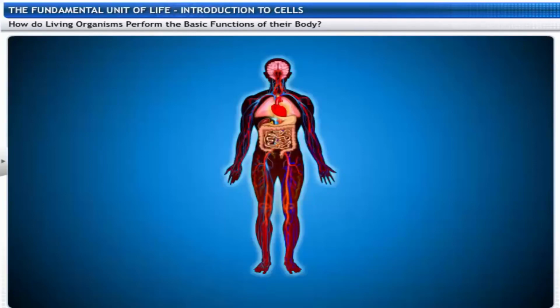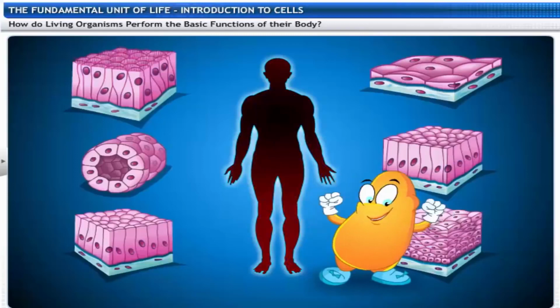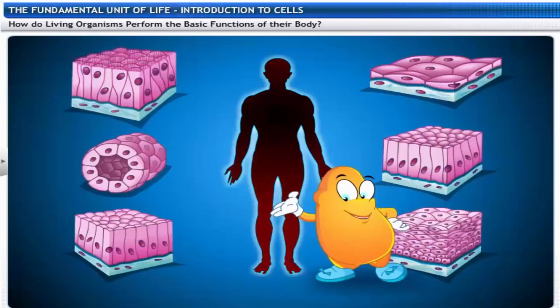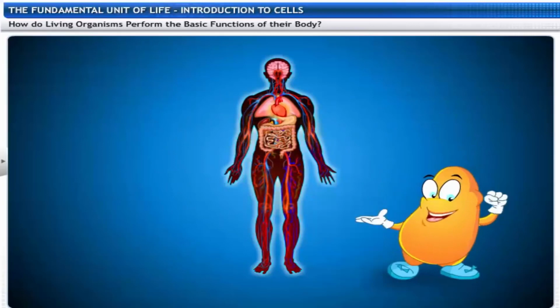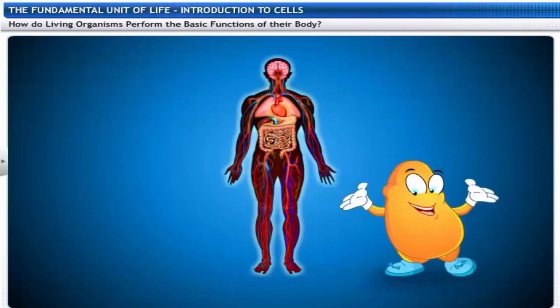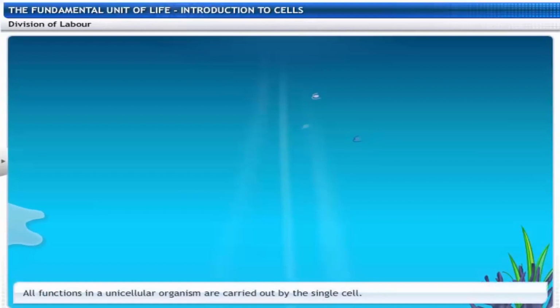Living organisms perform the basic functions through division of labor between different organs. Yeah, different cells have different jobs allotted to them, and we all work as a team for the body to function. All functions within a unicellular organism are carried out by the single cell itself. For example, in amoeba, a single cell is responsible for movement, intake of food, exchange of gases, and excretion.